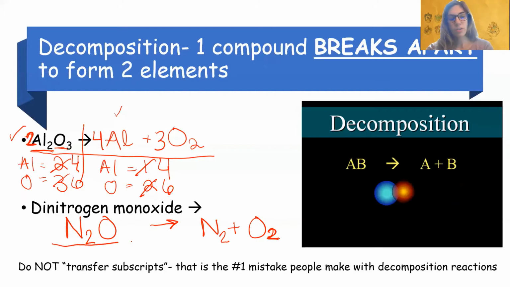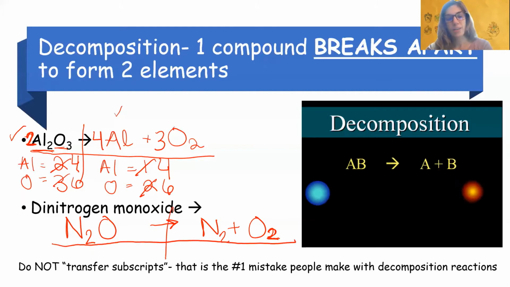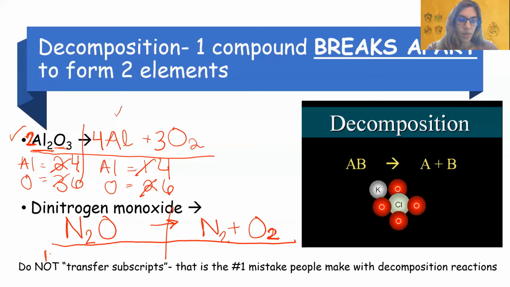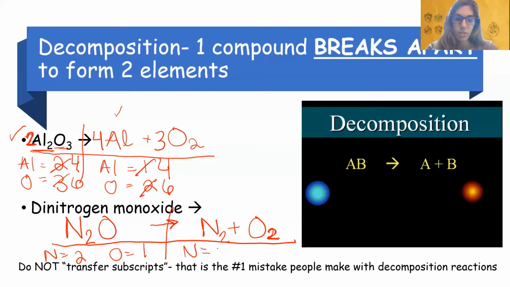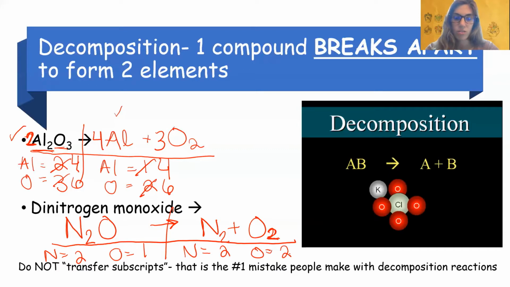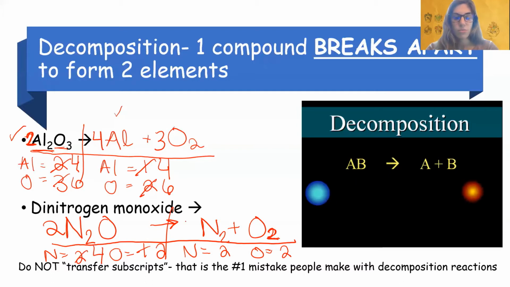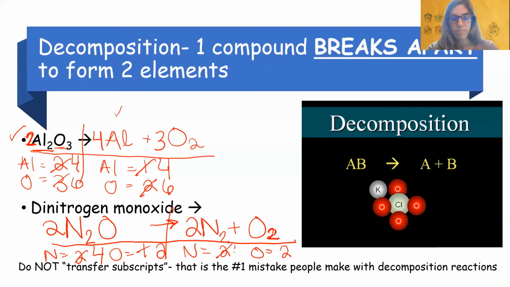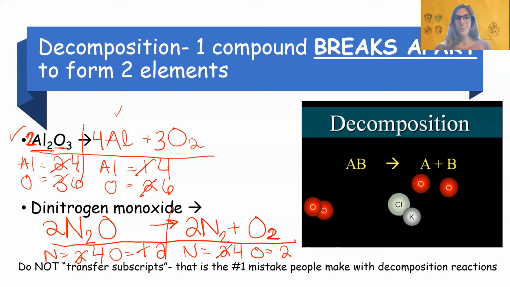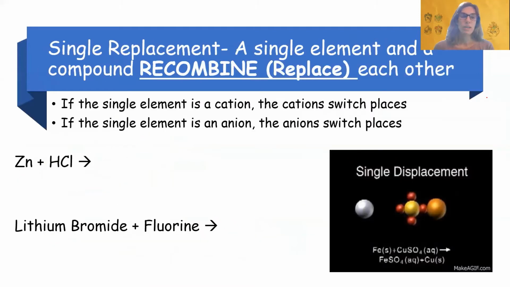So now I'm going to go in and I am going to balance my equation. I have 2 nitrogens on the left, 1 oxygen, and I have 2 nitrogens on the right and 2 oxygens. So I can add a 2 here. That turns into 2 and 4, and I can add a 2 there. So now it's balanced.